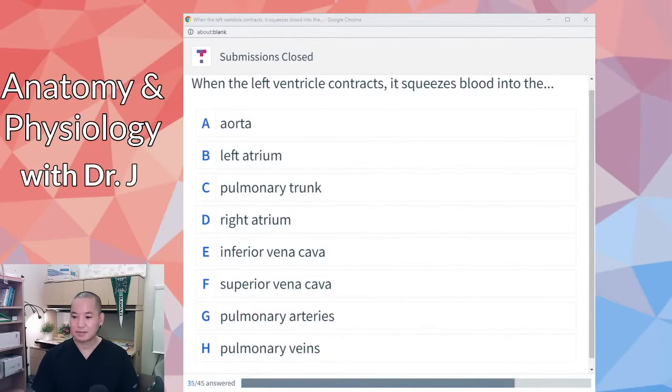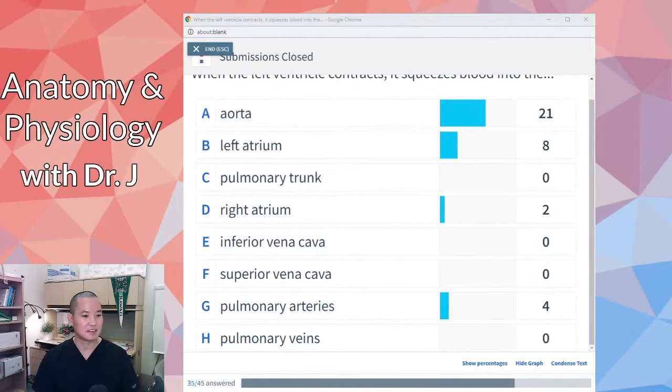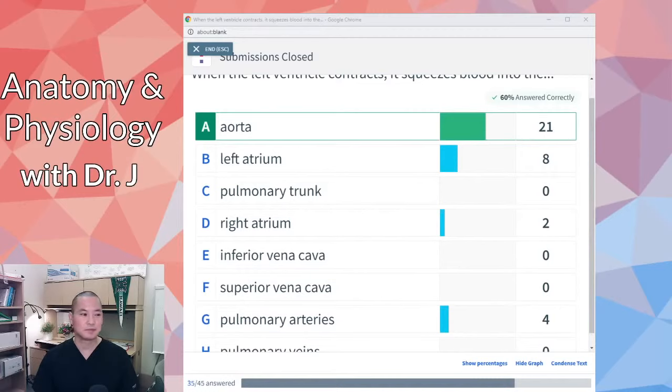Okay, let's see what people said. So most of you said aorta, some of you said other chambers or the pulmonary arteries. So the people who said aorta are correct. Again, the left ventricle is the one that does the heavy lifting. It's pumping all this newly oxygenated blood from the lungs.